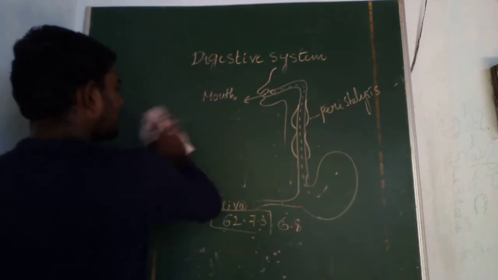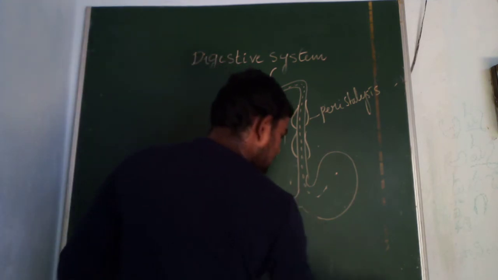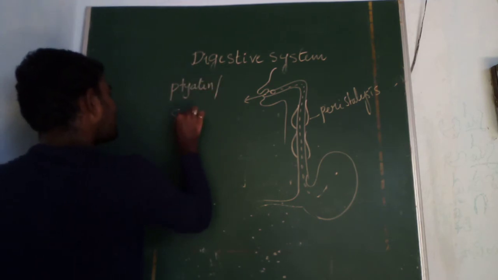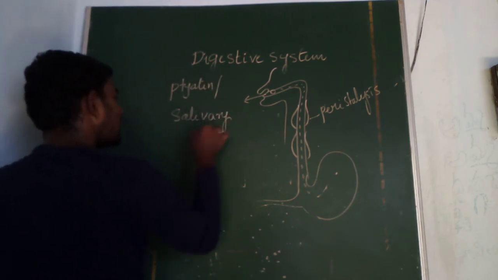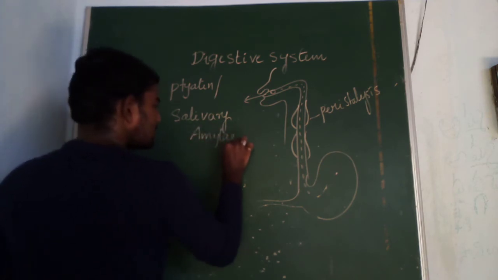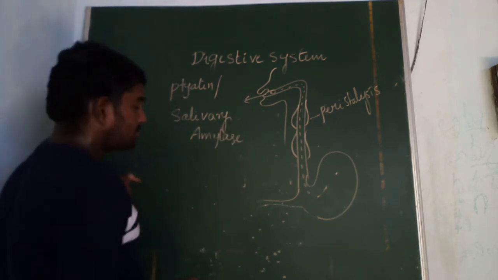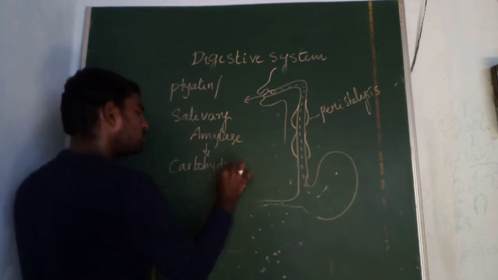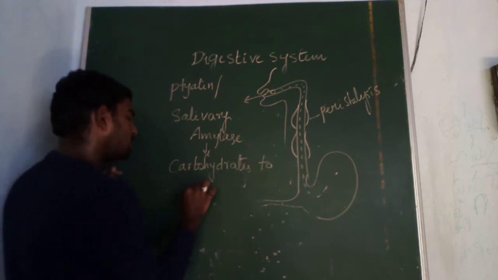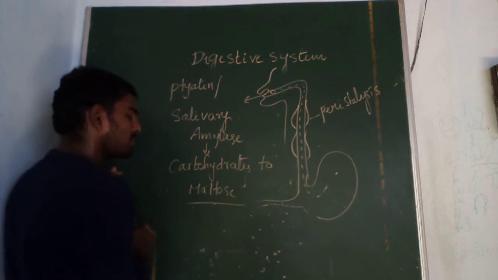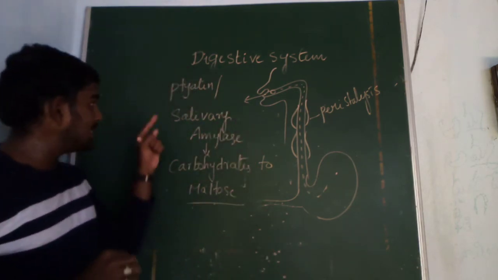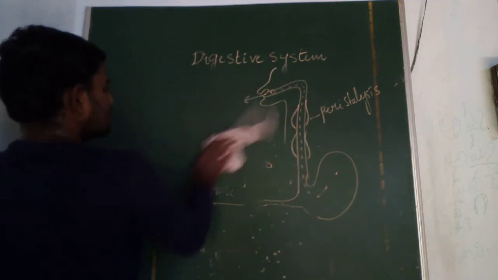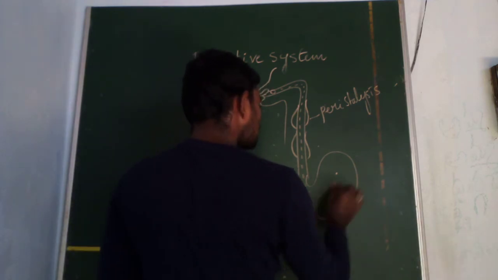The saliva is secreted from the salivary glands, and they secrete one enzyme, that is ptyalin, or salivary amylase. What is the use of this enzyme? It converts carbohydrate foods into maltose. The primary breakdown of carbohydrates takes place in the mouth by the enzyme salivary amylase. So the food reaches the stomach.